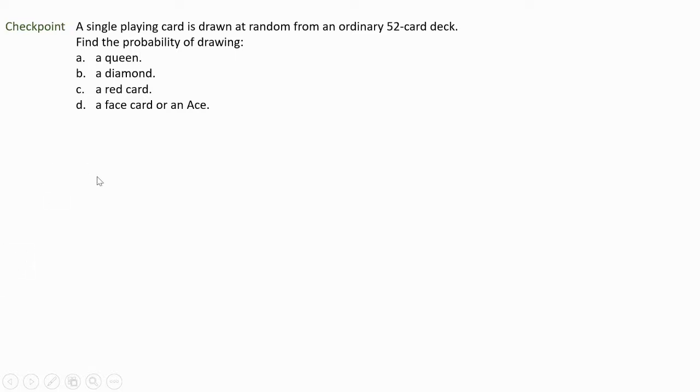Checkpoint. A single playing card is drawn at random from an ordinary 52-card deck. Find the probability of drawing a queen. And that's for part A. B is a diamond. C is a red card. And D is a face card or an ace.